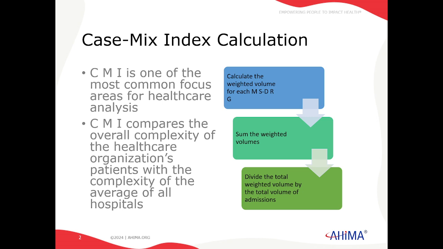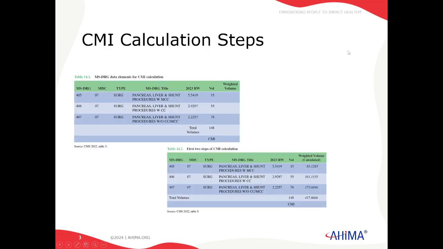You will have multiple rows. Remember, we calculate each row. That's why it says sum the weighted volumes. So we are going to calculate each of those rows. So the tables in the next few slides are in the book. This first one is table 14.1. It gives us the MSDRG elements. That is on page 286.